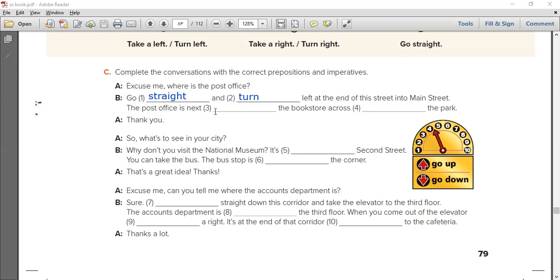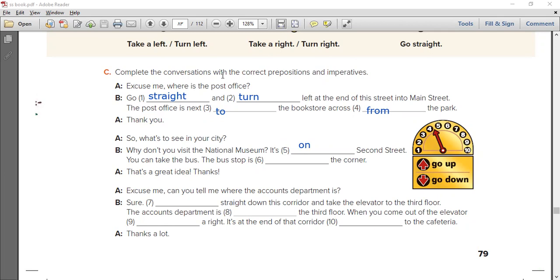Yeah, Juri. 2. Very good. To, just the preposition to. To the bookstore across. Yeah, Leon. From. Very good. Across from the park. Excellent. And then, so what's to see in your city? Why don't you visit the National Museum? It is... Yajud. On. Yes, it is on the second street because I'm saying street. That's why I used on.